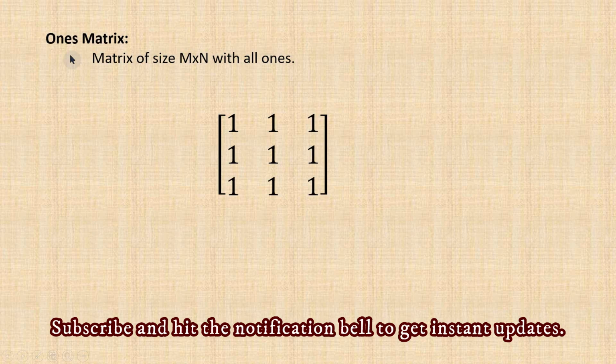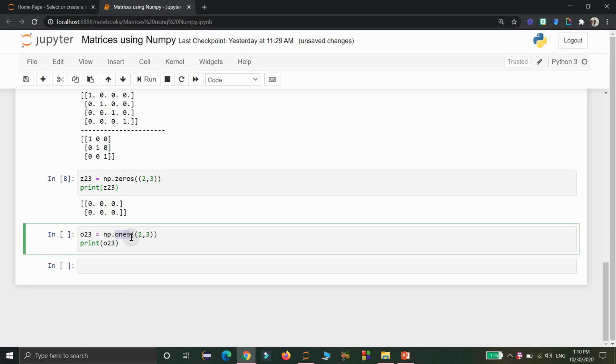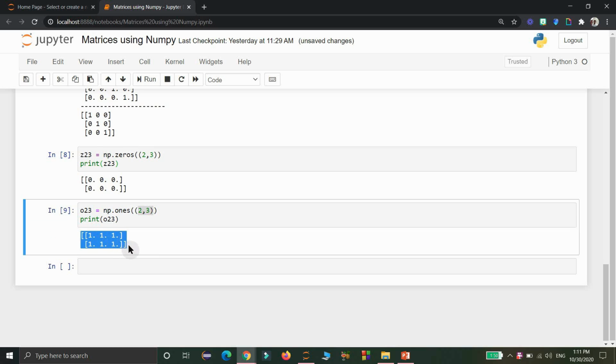The next one in the list is the ones matrix, which is a matrix of size m by n where all the elements are ones. We have a function ones to generate a ones matrix of size n by m. Here I have specified the dimension as 2 by 3. Then this ones function automatically generates a matrix of 2 rows and 3 columns with all ones as elements. Here we got a 2 by 3 matrix of ones.